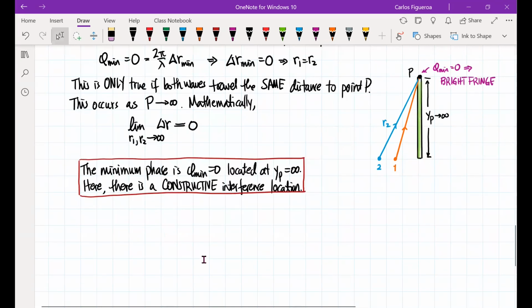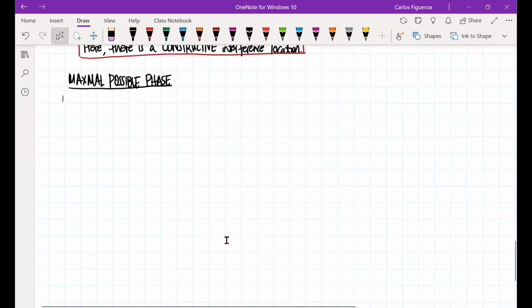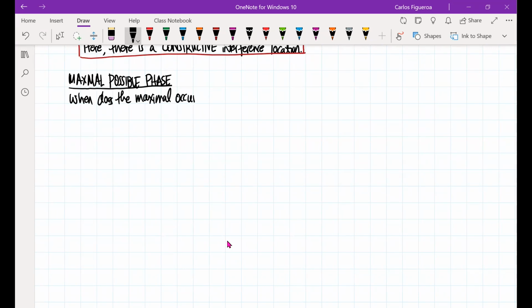Now let's go to the other possibility. The other possibility is that we're looking at the maximal possible phase. So we asked the same questions that we asked before. When does the maximal occur? In other words, what is the maximal possible value for the phase difference?